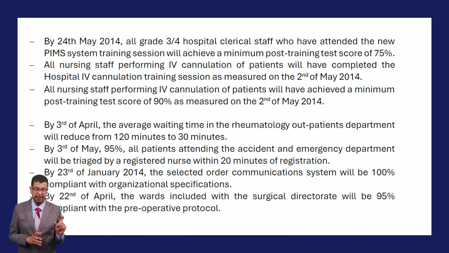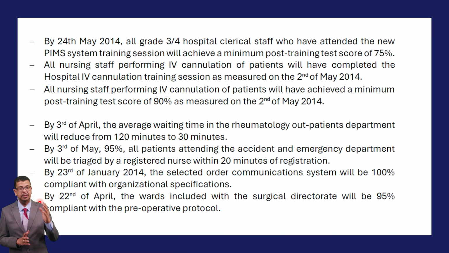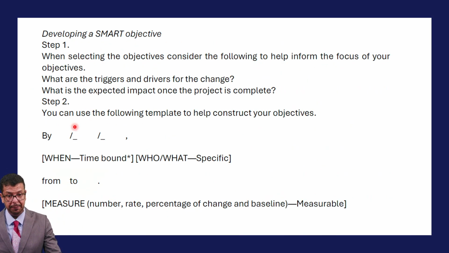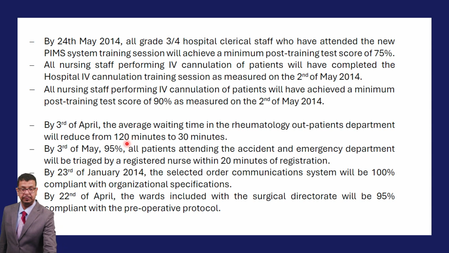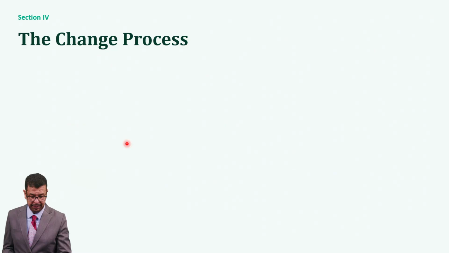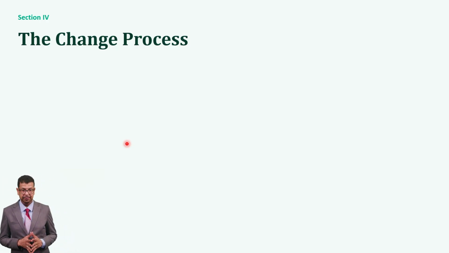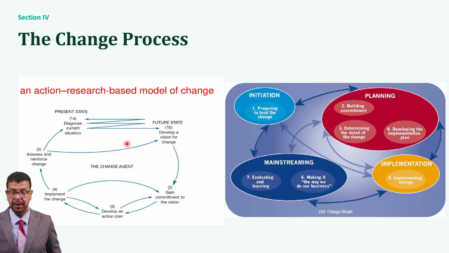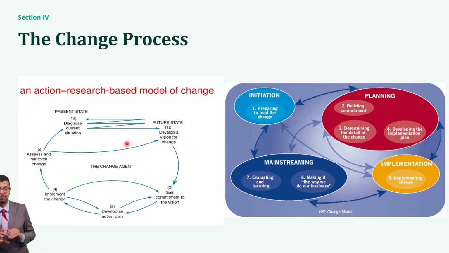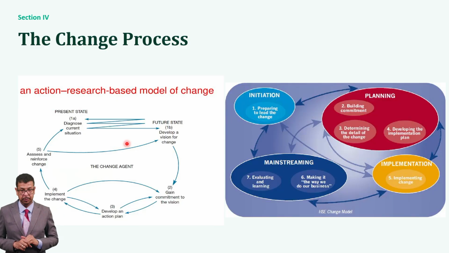The key message here is that the aim should address what change you want to introduce, and the objective should address why this change is needed, and you should use this formula when writing the objective. Now let us come to the fourth section, which is the change process itself. As you know, we are using two change management models, but you have to discuss the other models and justify using these two models.